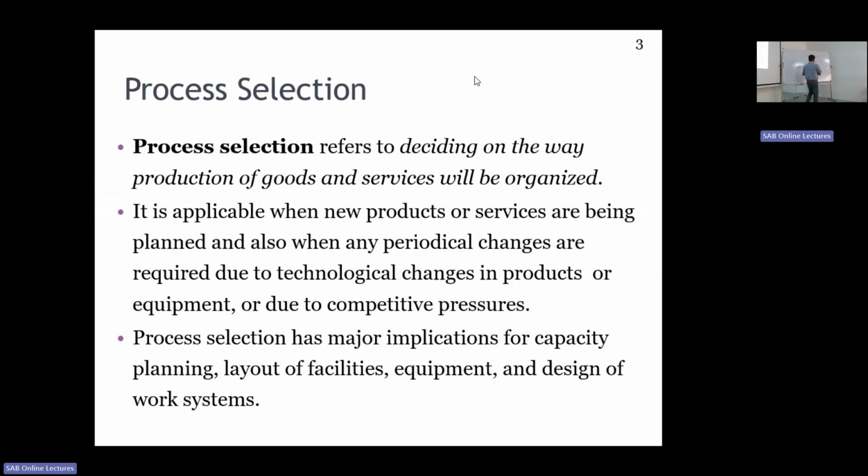So to produce products, we have manufacturing processes. And to create and deliver services, we have service processes.